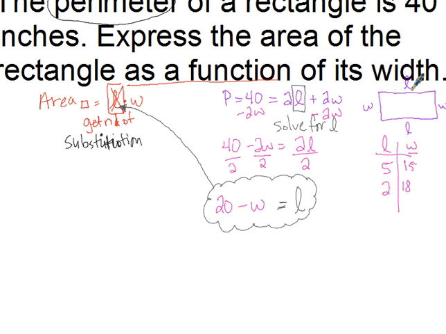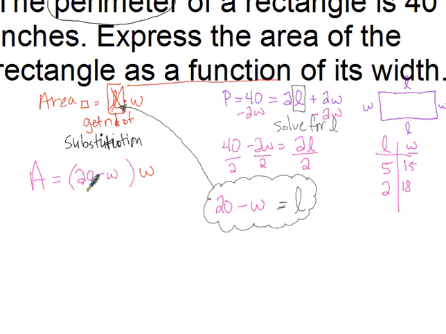5 plus 15 plus 5 plus 15, that adds up to 40. So the length is 20 minus whatever the width happens to be. I guess we should say width and then length and subtract it. Sorry, that was all backwards. So now back to our algebra. Instead of having an L, we're going to put instead 20 minus W. Okay, that's what we figured out our length was.